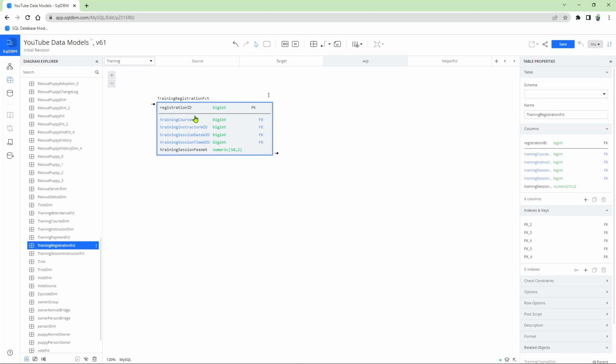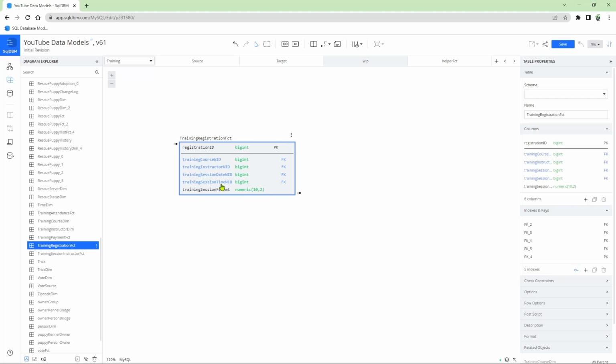And so for the registration, we have a registration ID, which we can set as the primary key. So if we need to, we can maintain this data. We have the course instructor session date and time, dimensions, rationalized, and then we have the fee amount as our fact metric.